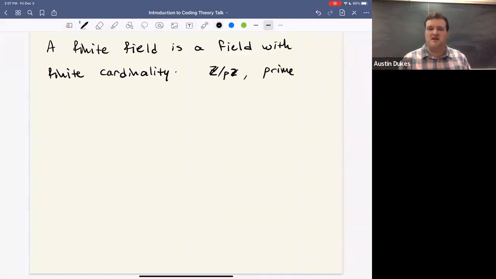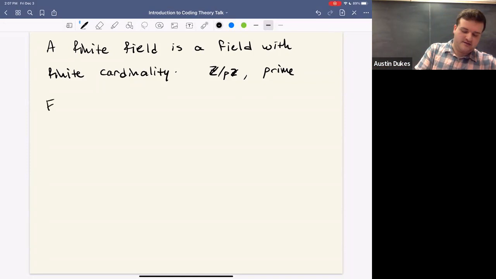That's what the p is for. So, cool. So yeah, for a prime p, Z mod pZ, the integers mod p, is a field, and it has finite cardinality in that there are finitely many elements in this field.